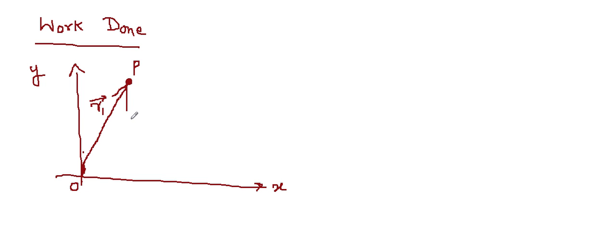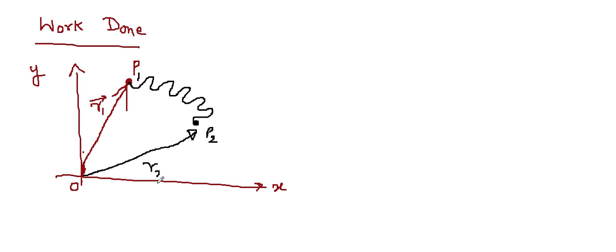Now suppose this particle moves from here by following some kind of path, and it reaches this point. This is point P2, and this point P2 will have its position vector as the r2 vector. So now obviously the particle has moved through this distance and reached this point. Obviously there must be some force acting on the particle to move it from one point to another. This force can be of two types: either a variable or a constant force.